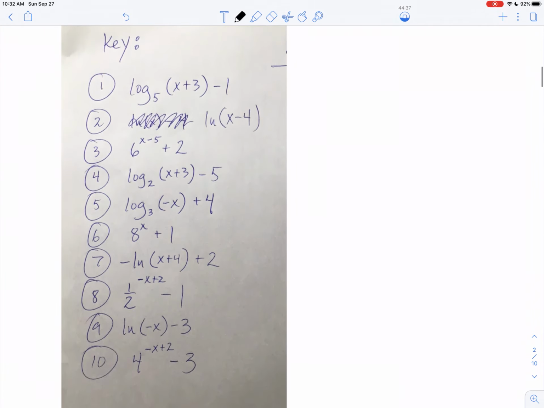I didn't think about this until after I wrote it down, and I didn't want to write this down twice. Some of these should say y equals. Some of these should say f inverse equals. Some of these should say g inverse equals. But you know what? Those are the correct answers. So make sure you're matching up with me when you go through this.